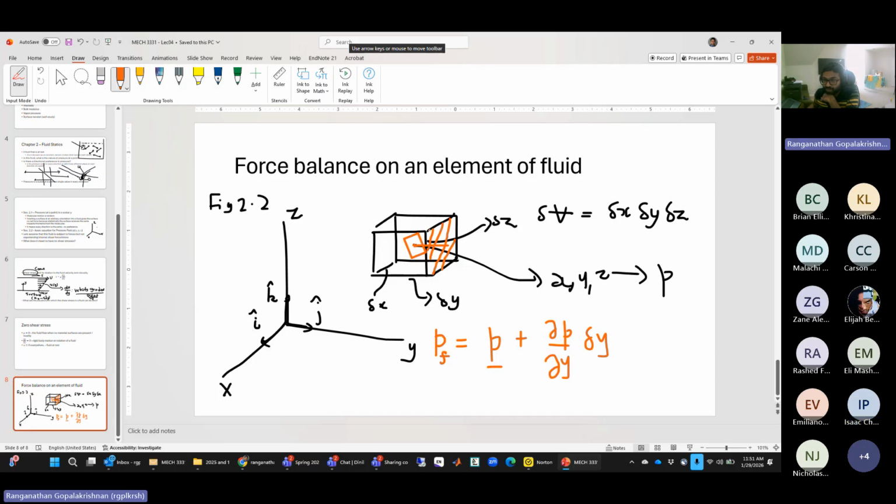So if the face is subject to a pressure PF, and that PF happens to be P plus the derivative of P with respect to y, the rate at which it varies along y, multiplied by the distance along y, what would be the force on this face? If I say F is the force along the y direction on this face, that would be PF multiplied by the area of this face. What is the area? That would be delta x times delta z. Look at the geometry and make sure you get this step, because after this, it's really simple if you understand this particular step. I'll give you a minute. Think about it. Let me know.